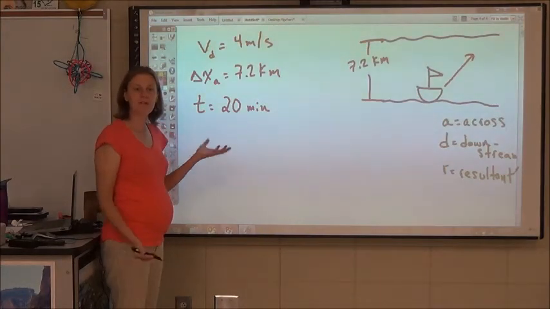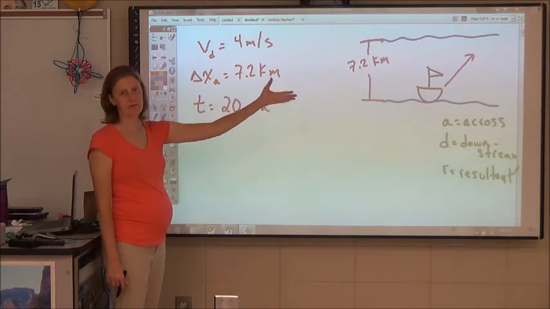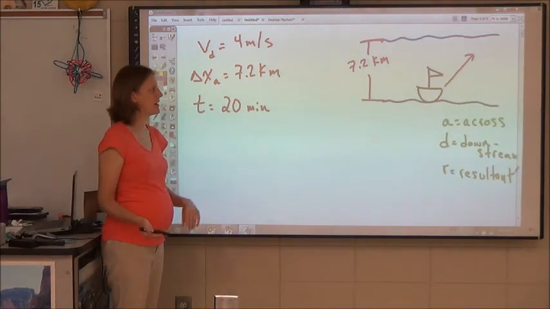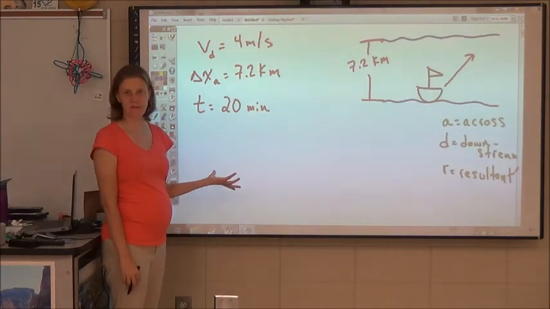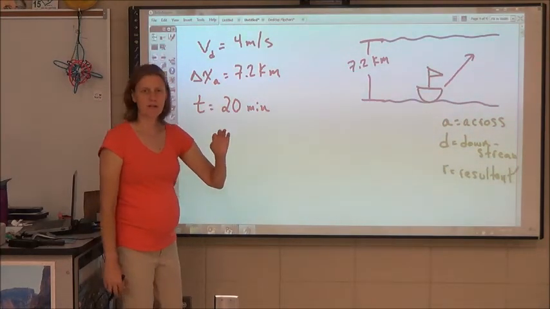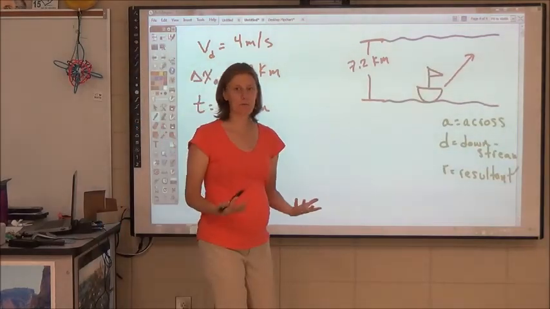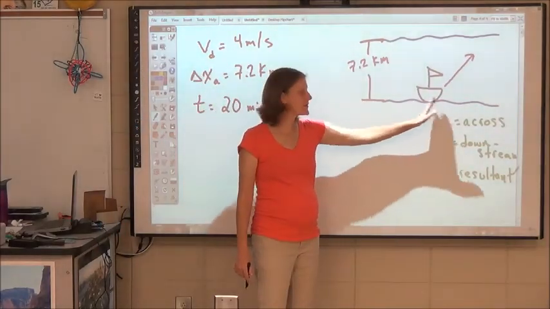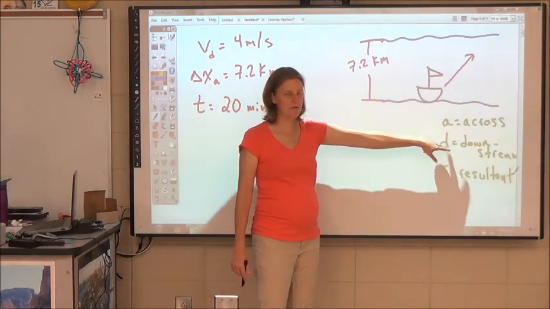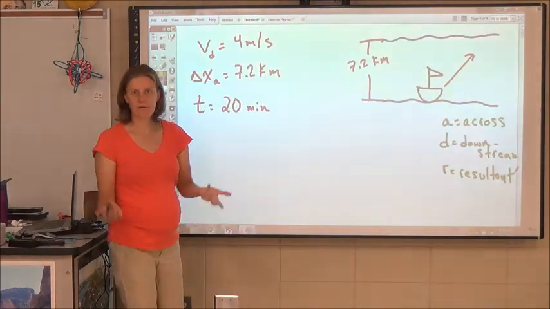Okay, so here's a little sketch. Here's the given info. I am calling downstream to the right. Does not matter which way you make it. It wasn't specific in the problem. And here are letters I like to use as little subscripts to help me keep my information straight in a river problem. A for across the river, D for downstream, and then R for resultant. And you can use whatever else makes sense to you.